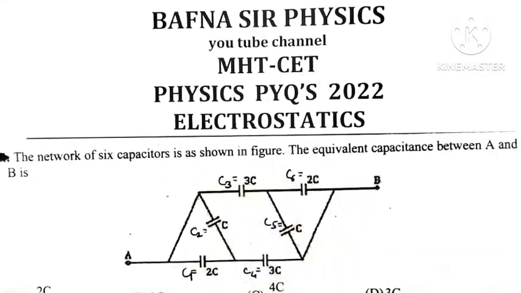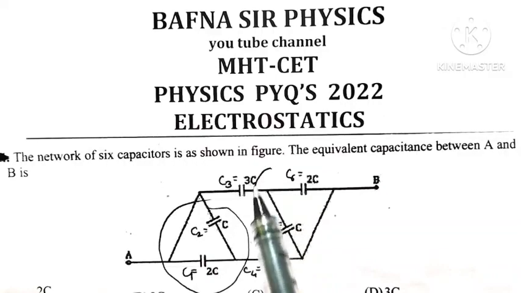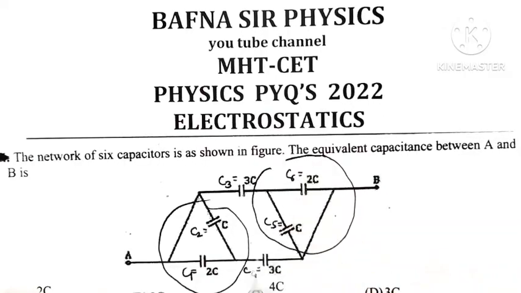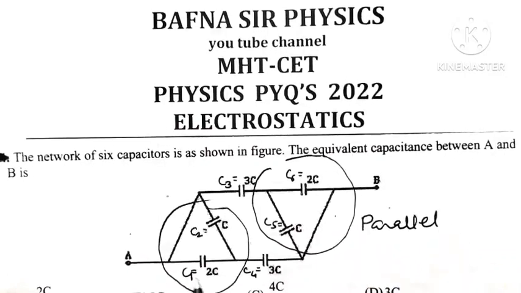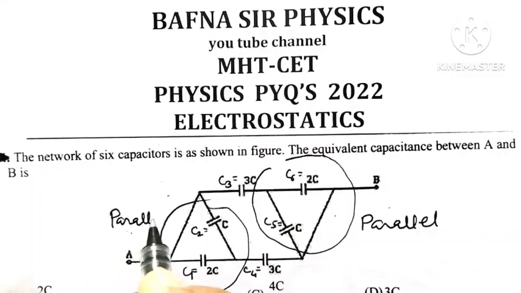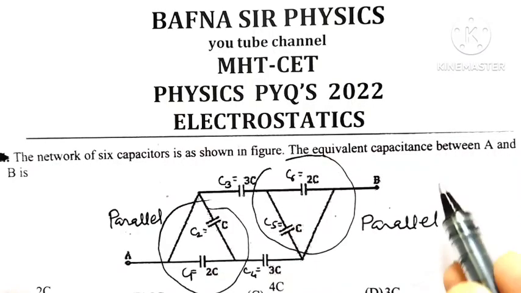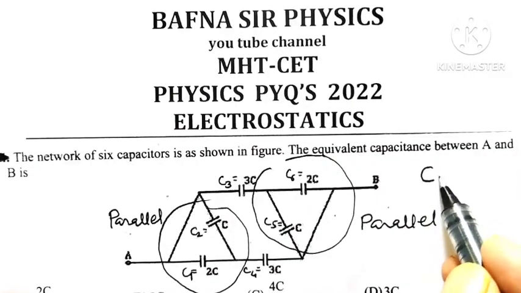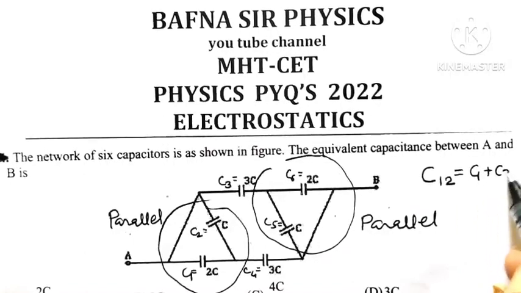Now as far as this network is concerned, look at capacitor C2 and that of C1. Similarly, capacitor C5 and that of C6. So here C5 and C6 are connected in parallel. Similarly, C1 and C2 are also connected in parallel. So as C1 and C2 are connected in parallel, what is the effective capacitance of C1 and C2? Say C12, it must be equal to C1 plus C2.